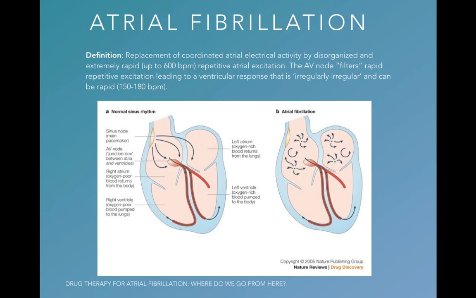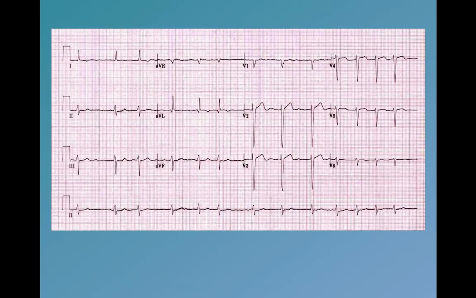So because of that, the AV node slows the beat down that's coming from the atria down to 150 to 180 beats per minute. And I got this picture from this review article in Nature. It's about the drug therapy, but it was a good picture showing what's going on. So this is what AFib looks like.